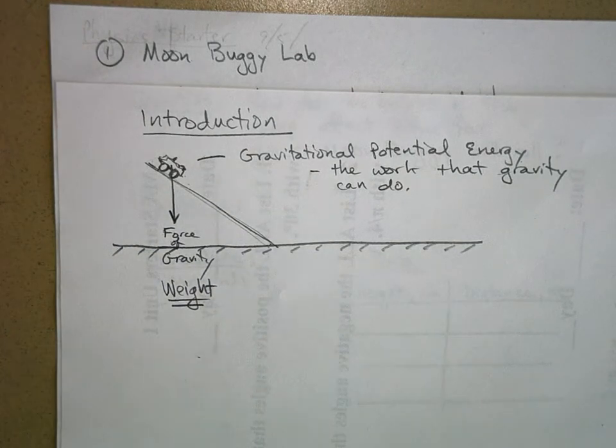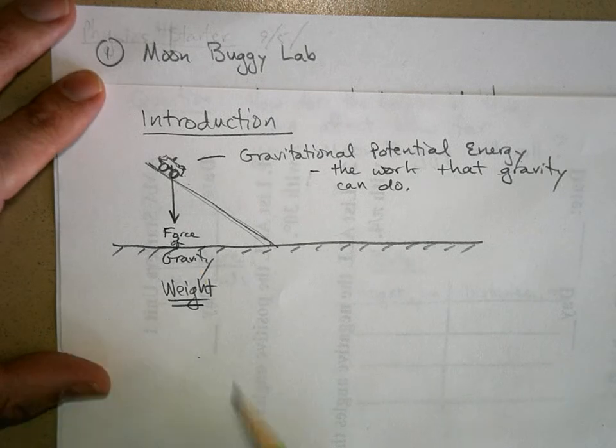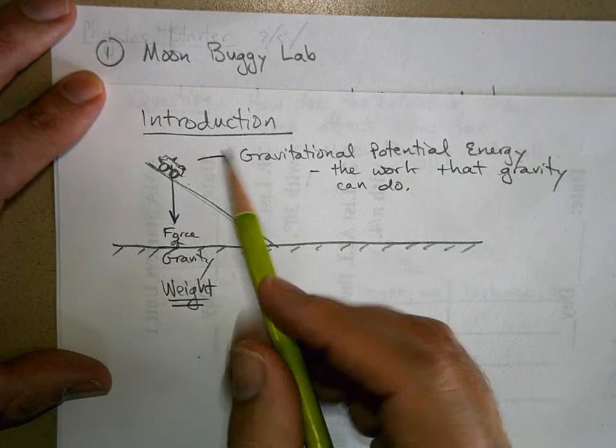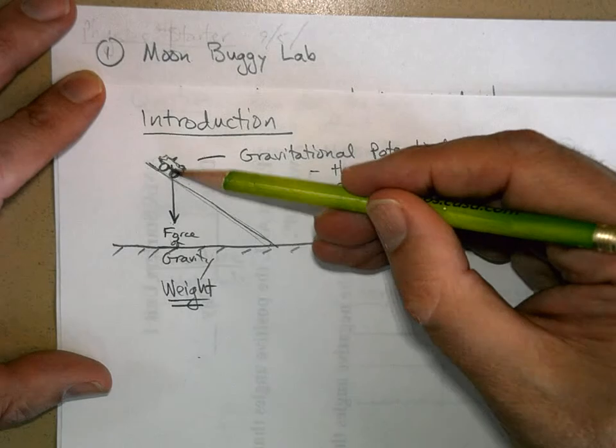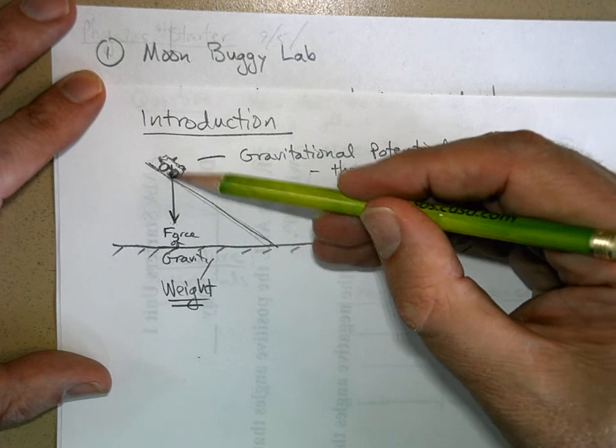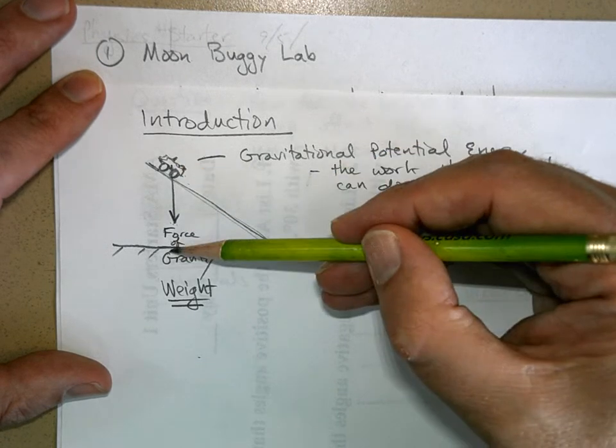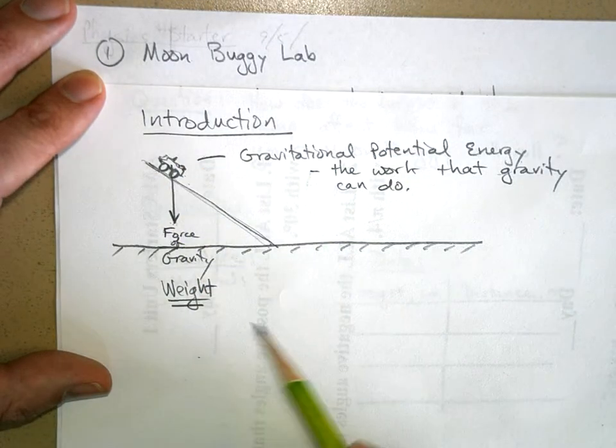Weight is the force of gravity, and we're going to talk about that later in detail. But look at this. The force of gravity is straight down. So how come this car just doesn't fall straight down if it's on this ramp?